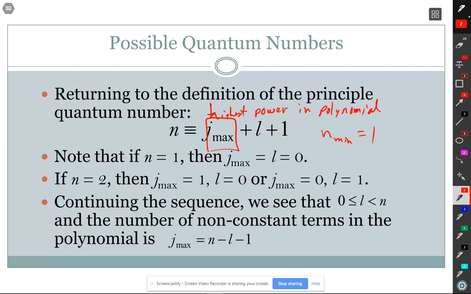Zero, that's right. So if N is only 1 bigger than L, you have just the constant term in your polynomial. If the difference between N and L is 2, then you have 2 terms of the polynomial. You have the constant and proportional to R. And then if the difference between N and L is 3, you'll have an additional term and so on. So N and L together tell you how many terms are going to be in your polynomial.